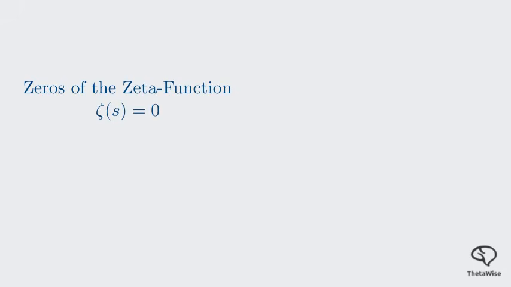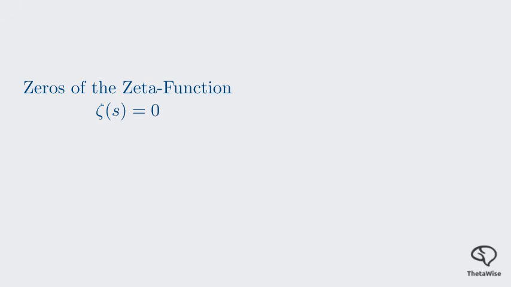We've assembled the pieces, and now it's time for the big reveal. The Riemann hypothesis is a statement about the zeros of the zeta function. What is a zero? A zero of a function is any input value that makes the function equal to 0. In our case, it's a complex number such that zeta of s equals 0. The zeta function has two types of zeros.